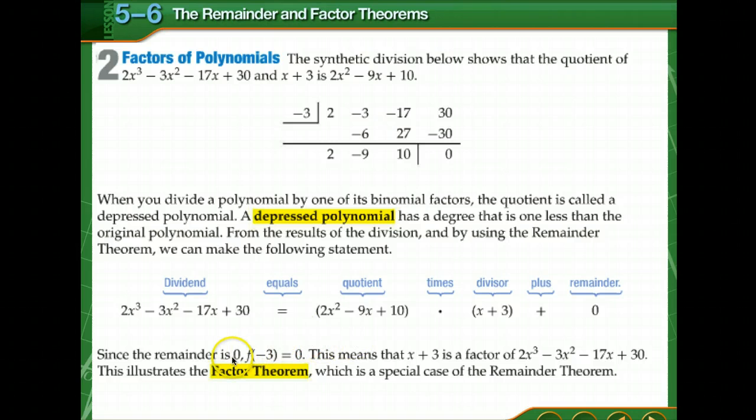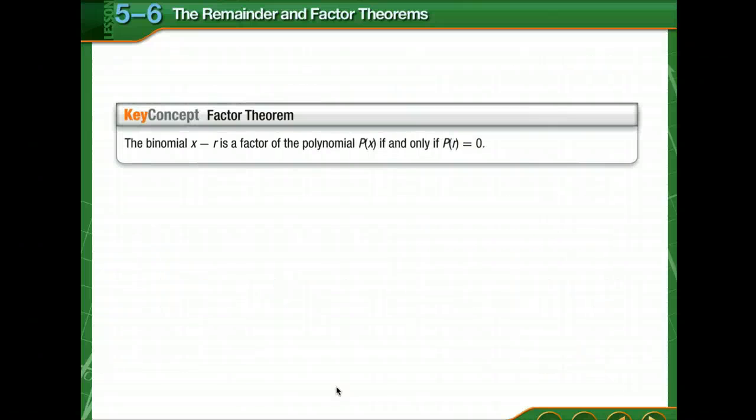So since the remainder is 0, f of negative 3 is equal to 0. That means that x plus 3 is a factor. Whenever we get a remainder of 0, we know that whatever we put here is a factor of this original polynomial. So x plus 3 is a factor of this polynomial. That illustrates the factor theorem, and that is a special case of the remainder theorem. So this describes our factor theorem. The binomial x minus r is a factor of a polynomial if and only if you've got a remainder of 0.